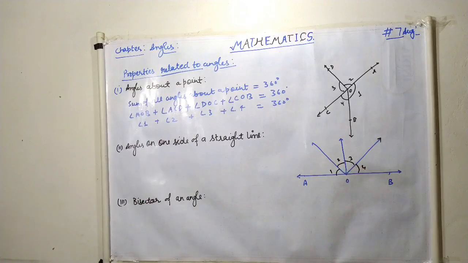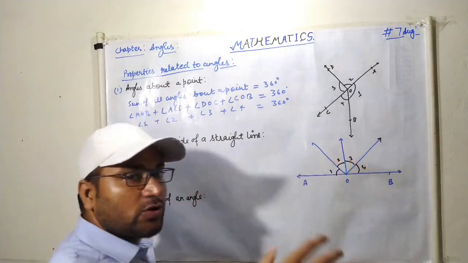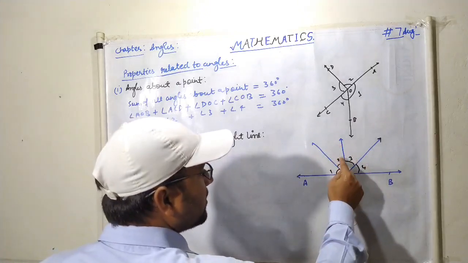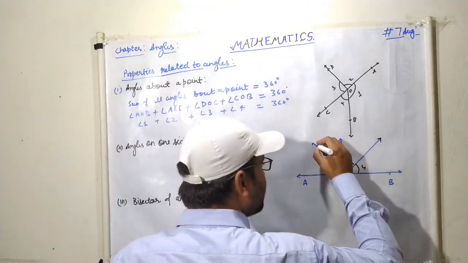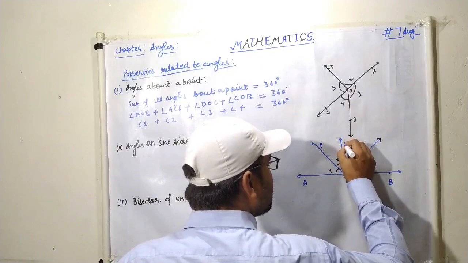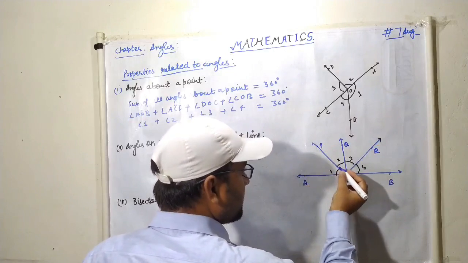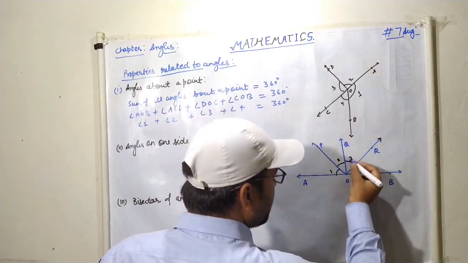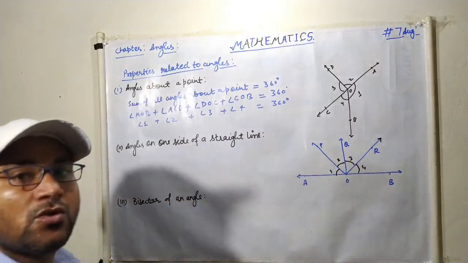Okay students, the sum of angles formed on a straight line is 180. Always remember that sum of all angles formed on one side of a straight line is equal to 180. So angle 1 plus angle 2 plus angle 3 plus angle 4 is equal to 180. Or you can write this point P, Q, and this point R. So angle AOP plus angle POQ plus angle QOR plus angle ROB is equal to 180.